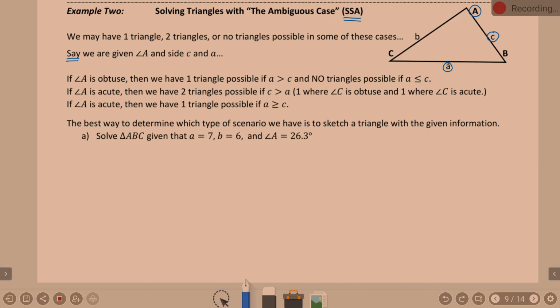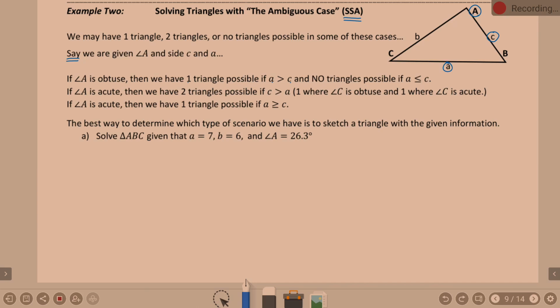Here are your different scenarios. If angle A is given to you as obtuse, and side A is bigger than side C, you will have one triangle possible only. So if angle A is obtuse, and the side opposite the given angle is bigger than the other side, you have one triangle. You would have no triangles possible if side A is smaller than side C.